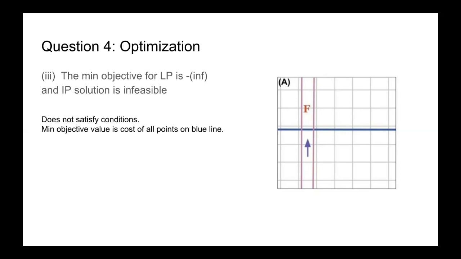But in this case, our graph does not satisfy the conditions because we wanted the condition that our objective value is negative infinity. But since the minimum objective points in this case are bounded by that blue line, our objective value will not be negative infinity. Rather, it will be some particular number value.